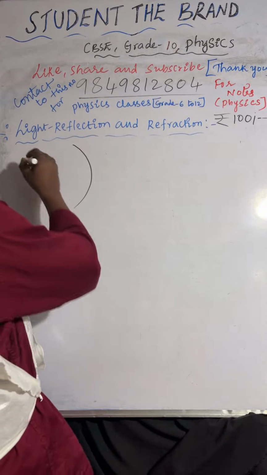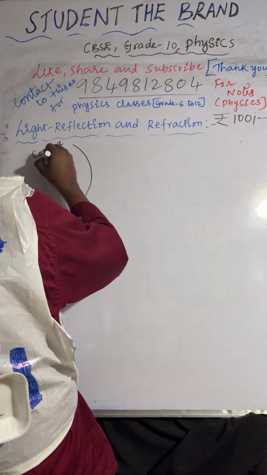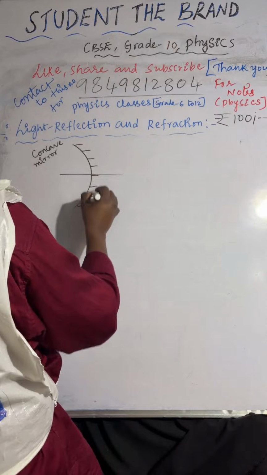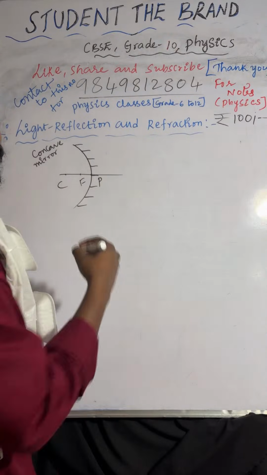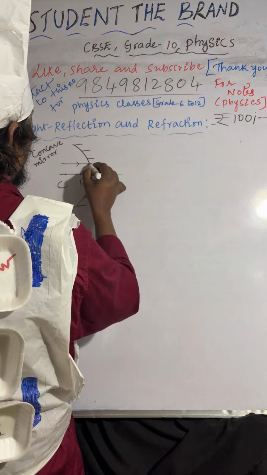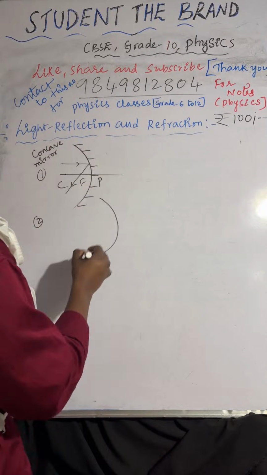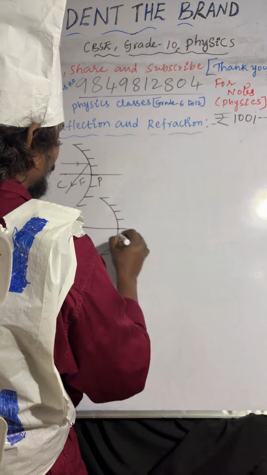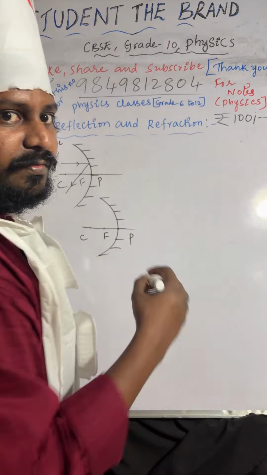So I am taking this concave mirror. Here are the pole, focus and center of curvature. A light ray coming from infinity, after reflection, passes through the focus. That is point number 1. Coming to point number 2, with the pole, focus and center of curvature, the light ray is passing through the focus.